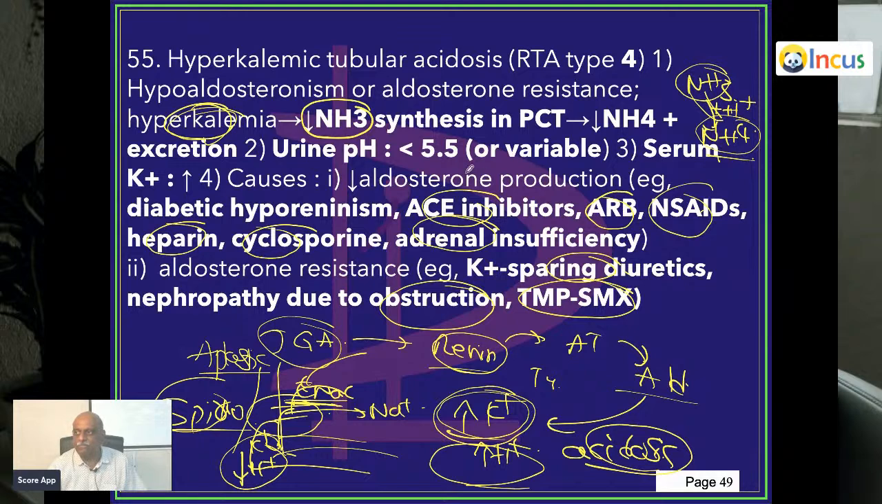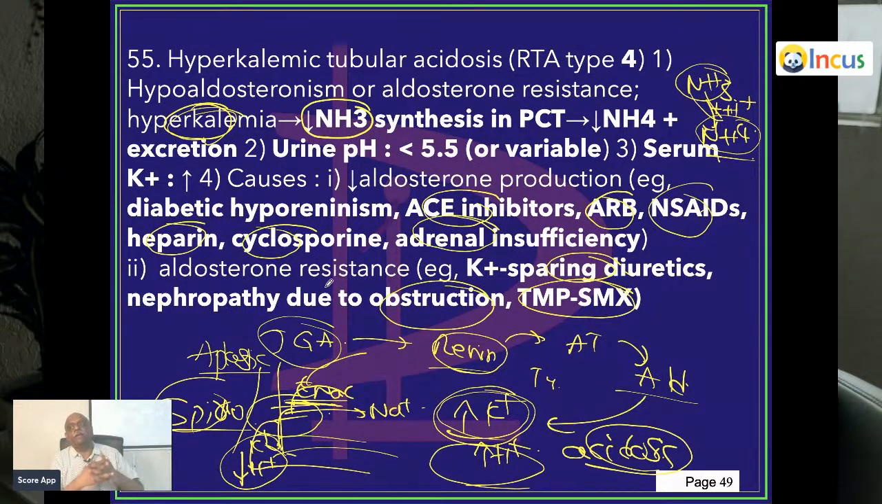If it can't form, then H plus excretion into the urine as NH4 doesn't happen. That is another way by which H plus excretion gets impaired, contributing to the acidosis. So this hyperkalemia also will contribute to the acidosis. Once more, try to summarize.